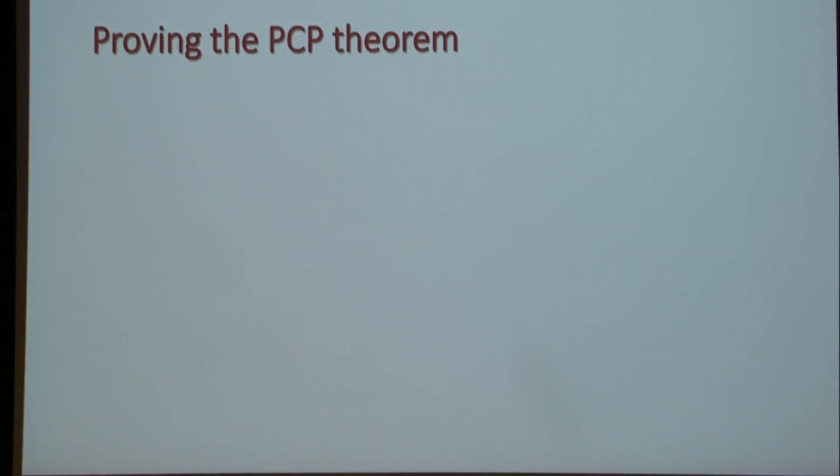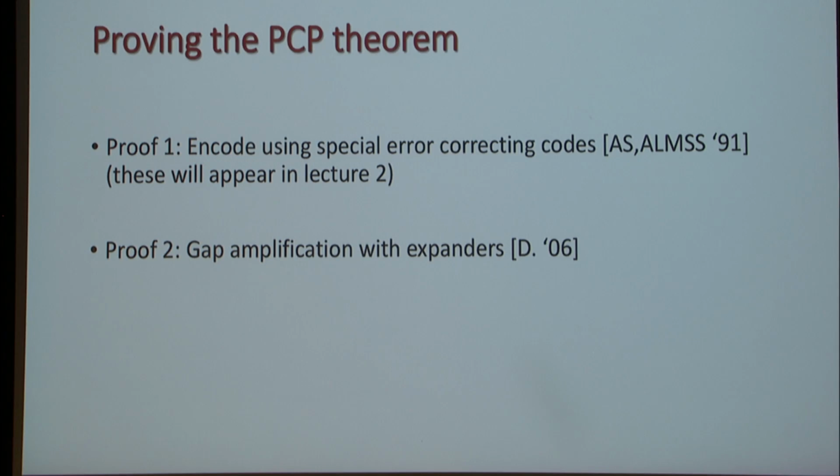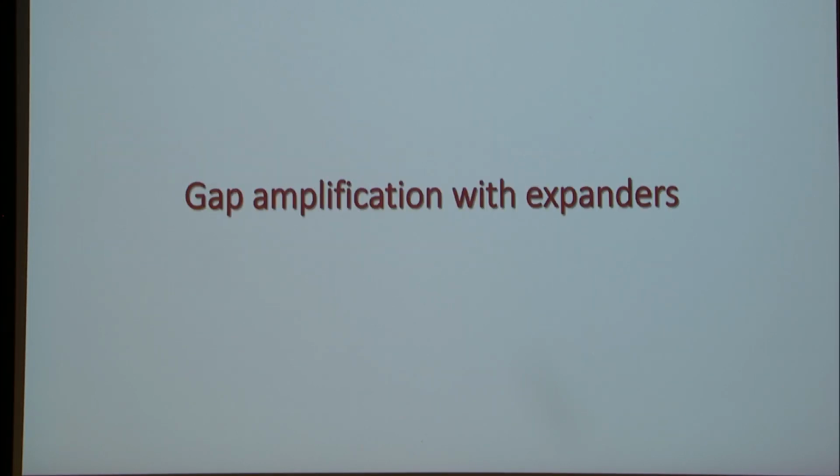Okay, so there are two known proofs for this theorem. The first proof, the original proof, uses low-degree polynomials which give special error-correcting codes. And I won't talk about them today. They will appear tomorrow. And the second proof is this gap amplification, which uses expander graphs, which I will now describe.